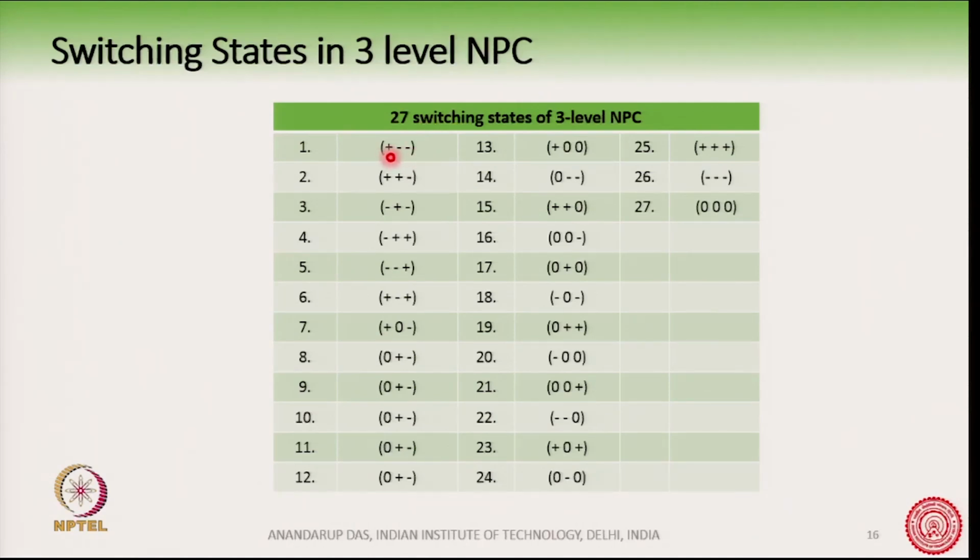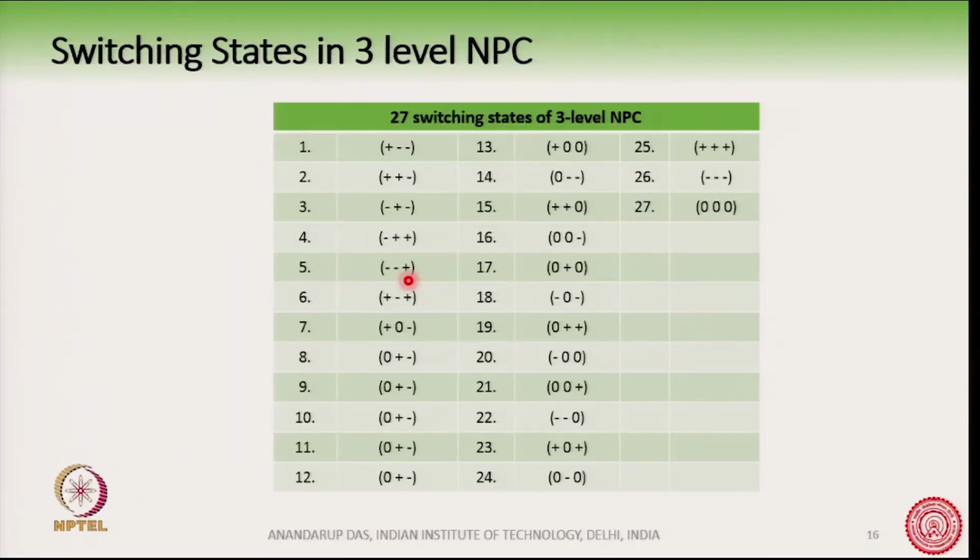So, you can have 3 possibilities on the A phase: plus, minus or 0. Similarly, you can have plus, minus and 0 on the B phase and plus, minus and 0 on the C phase, thereby you have 3 into 3 into 3, that is 27 possibilities, which are listed in the table.